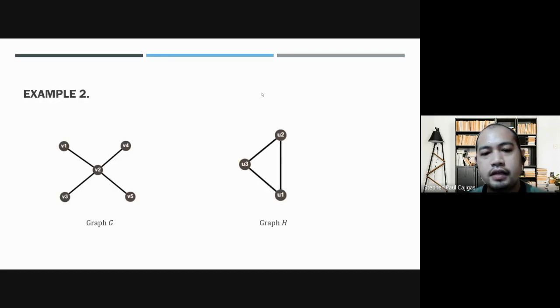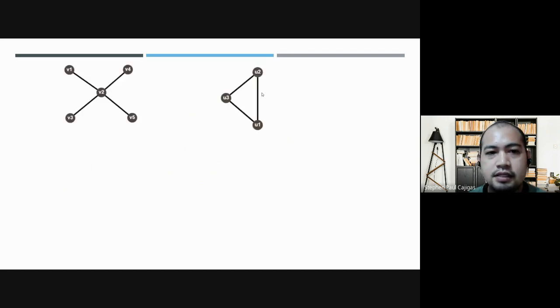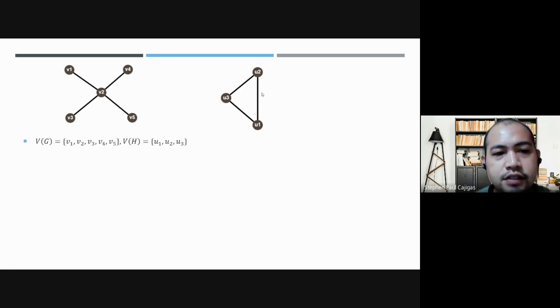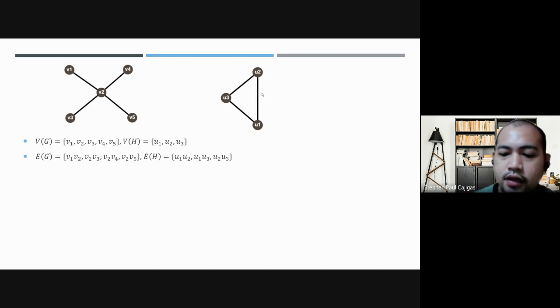I'll give you another example to make it clearer. So let's now have this graph. This will now be our graph G and graph H. Graph G has 5 vertices and 4 edges, while graph H has 3 vertices and 2 edges. Again, let's list down the vertices. Graph G vertices are V1 up to V5, and graph H from U1 up to U3. For the edges, we have the 4 edges, which are V1, V2, V2, V3, V2, V4, and V2, V5. And for H, you have U1, U2, U1, U3, and U2, U3.